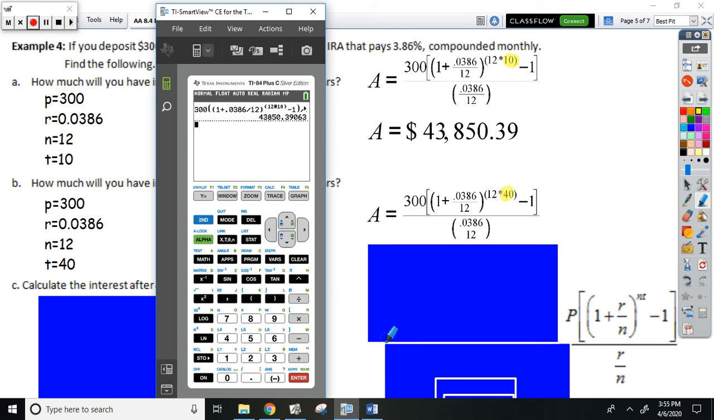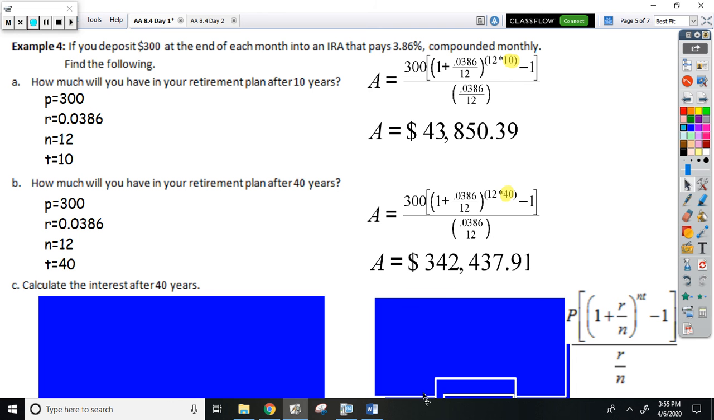So remember the shortcut on your graphing calculator. You can press second, enter, and that'll recall what you typed, and you can just arrow back in your calculator and change that 10 to a 40 instead of having to type it all back in. You should get 342,437.91.